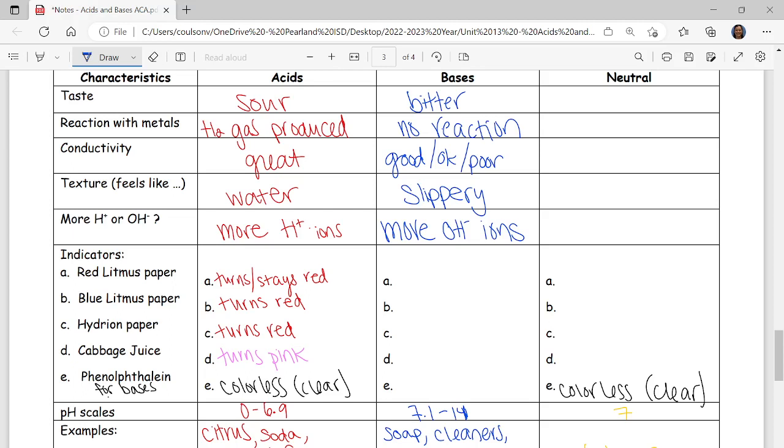All right, the indicators. The reason I switched to blue is because basically the same kind of pattern that we saw with the red for acids is what we see for blue with bases. So red litmus paper in the presence of a base is going to turn blue. Blue litmus paper in the presence of a base turns or stays blue. What do you think the next one does? This Hydrion paper. Perfect.